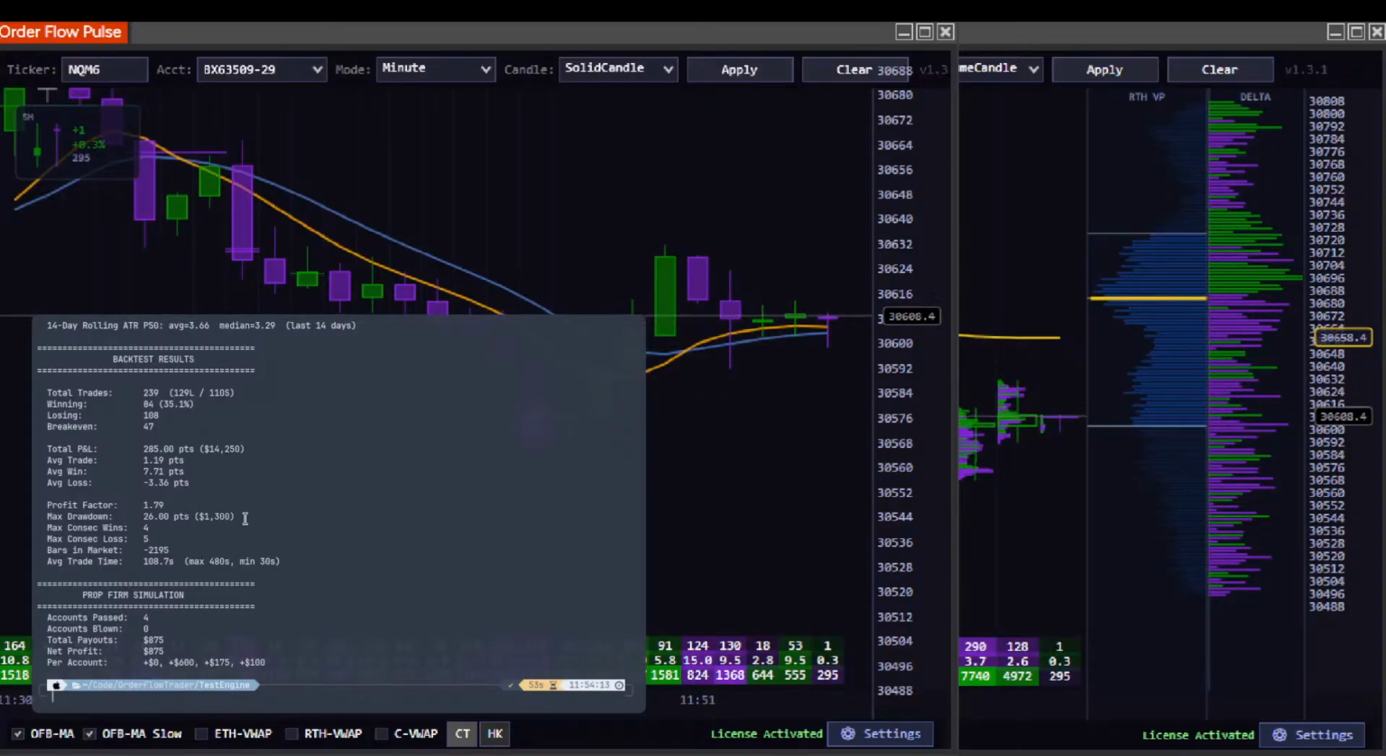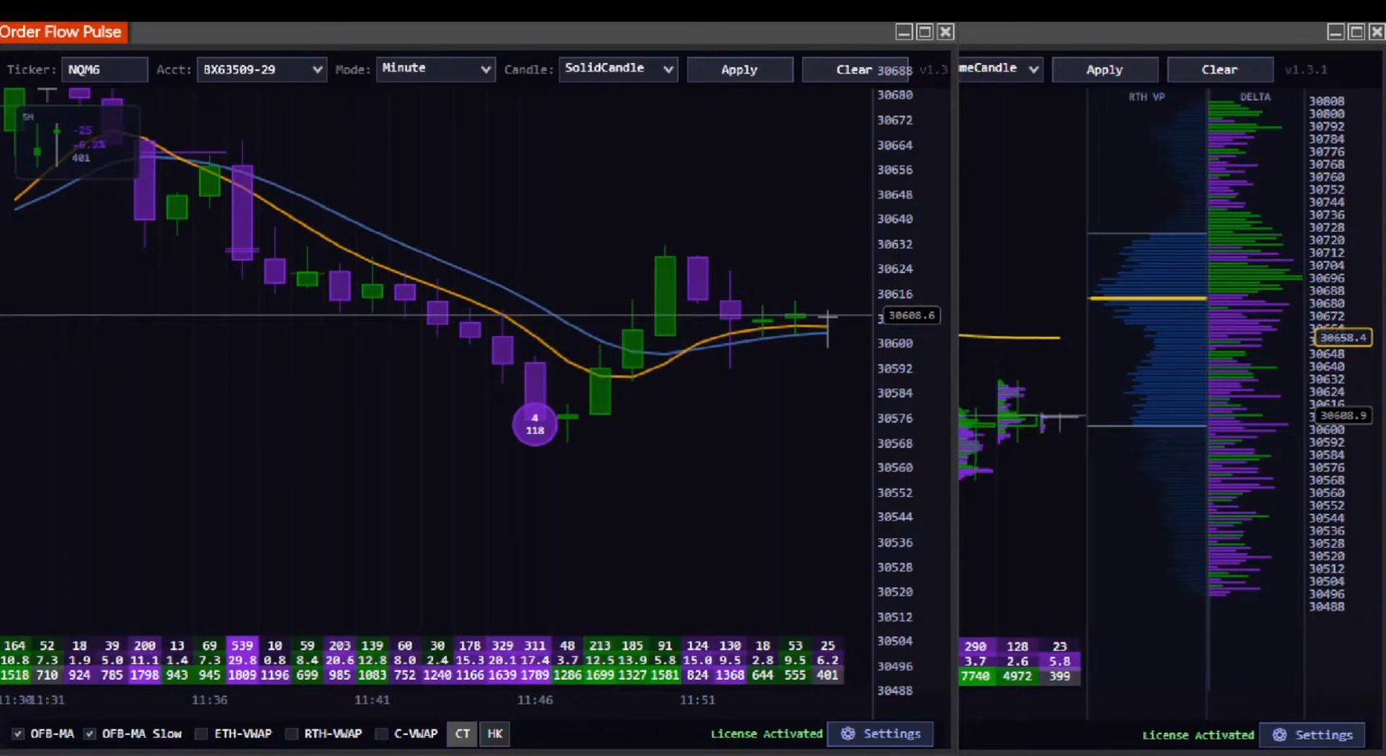Didn't even blow any accounts. For the 3 weeks that it traded last month, it would have passed 4 accounts and blown 0. So it works, and this is getting released to the public. If you want it, you've got to support the NinjaTrader add-on.